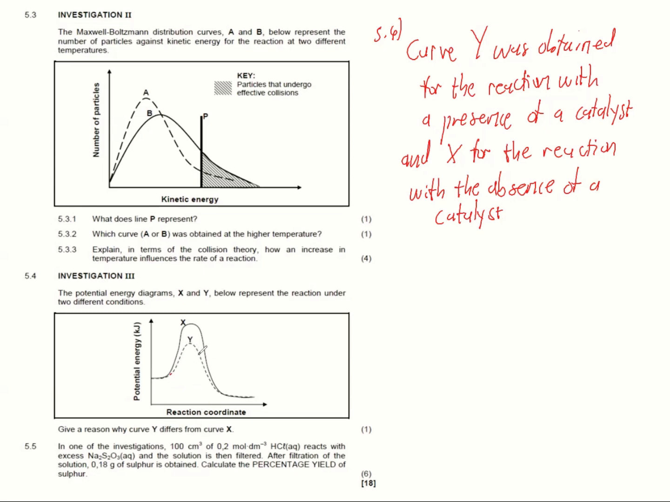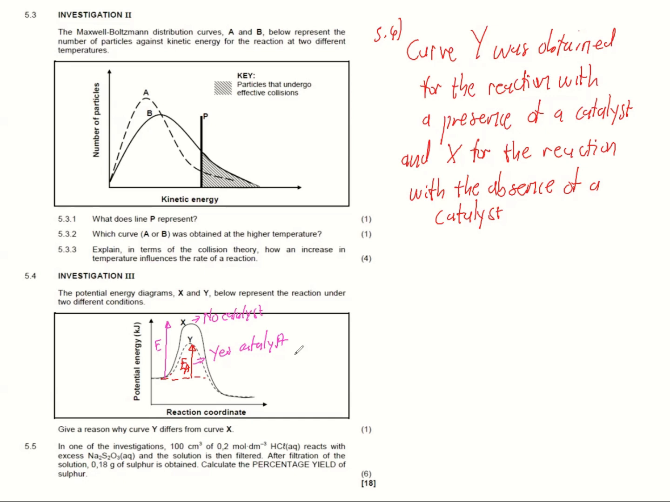So Y here has a lower activation energy because, as we can see here, a catalyst was added. But the other one still has a higher activation energy because no catalyst was there, right? So this one, no catalyst. This one, yes catalyst.